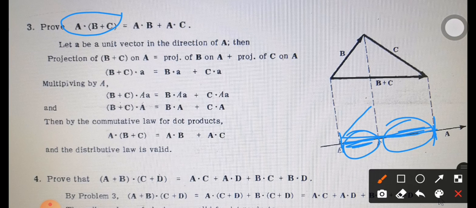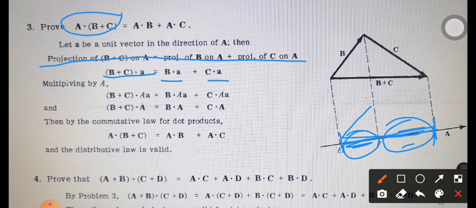So I can write it as projection of b plus c on a is equal to projection of b plus projection of c on a. Now we have discussed that projection is represented as the dot product of the vector with the unit vector of the other one. So here we can see that (b plus c) dot unit vector a is equal to b dot unit vector a plus c dot unit vector a.